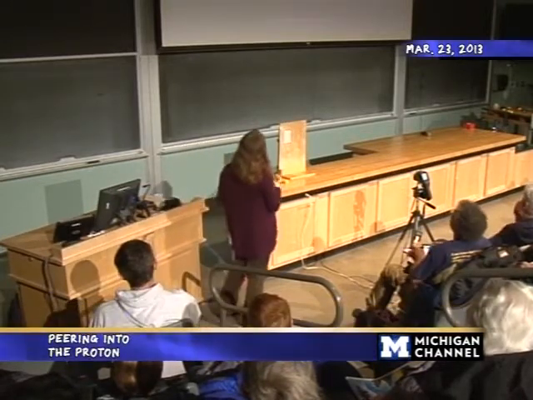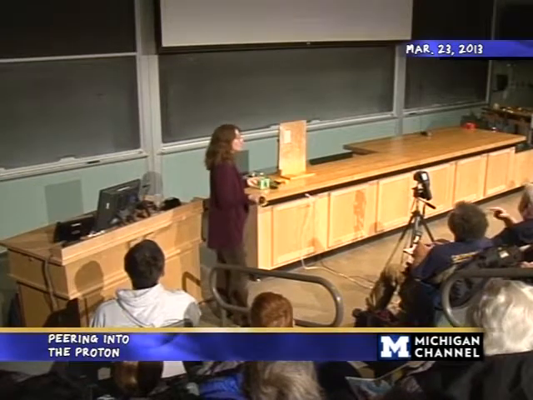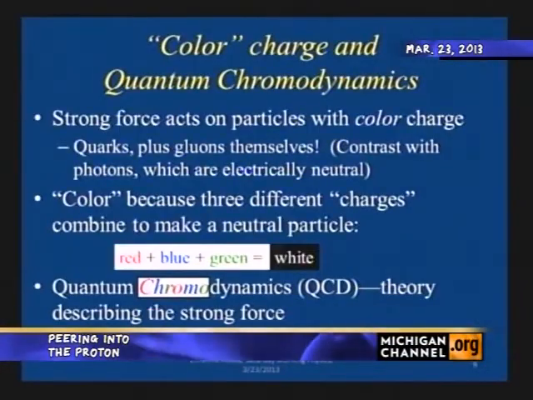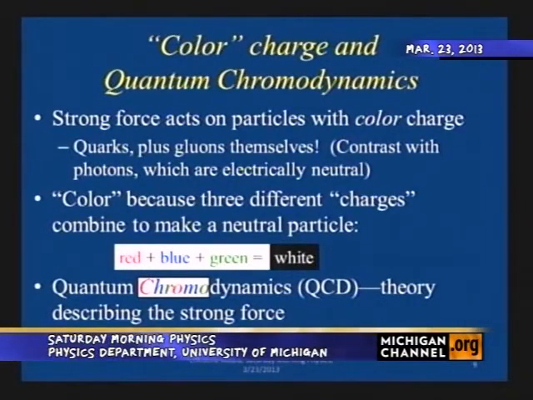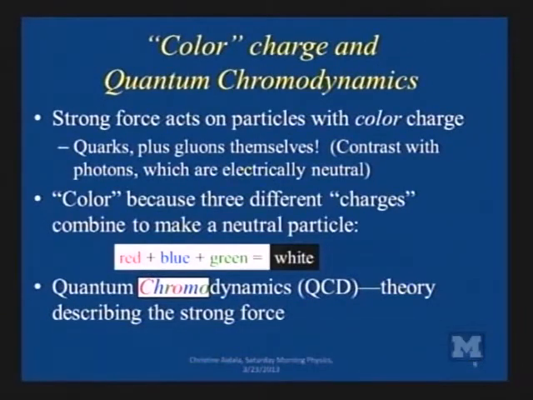Why did people choose the name color? Well, because they saw that 3 different charges were needed to combine to make a neutral particle, and they thought this was analogous to red, green, and blue light combining to make neutral white light, colorless white light. So that's why they chose to call this color. So instead of having 2 things that combine to make something neutral, like electric charge, positive and negative, you have 3 things that combine to make a neutral. So we talk about red, blue, and green quarks. And so quantum chromodynamics, QCD, is the theory that describes the strong force. Chromo is a Greek root meaning color.